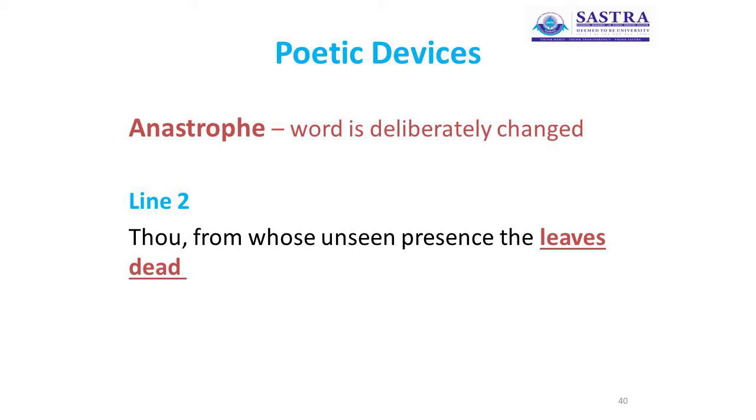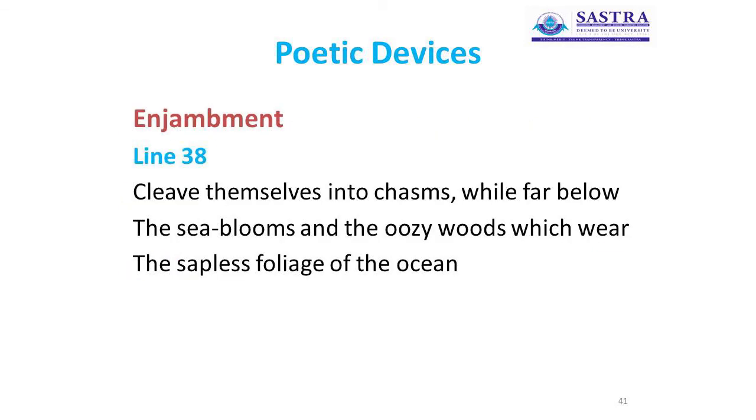Next, let me take the poetic device of enjambment. It is defined as a poetic device where a poet does not use any punctuation mark at the end of the line, but rather continues the line as well as the thought into the next line. So here in this poem we have one example of an enjambment, in line 38, where it reads, "cleave themselves into chasms, while far below the sea blooms and the oozy woods which wear the sapless foliage of the ocean know." So you see that the entire thought runs into many lines. He uses no punctuation at the other end either, because the thought is still flowing. So this is one example of enjambment we find.